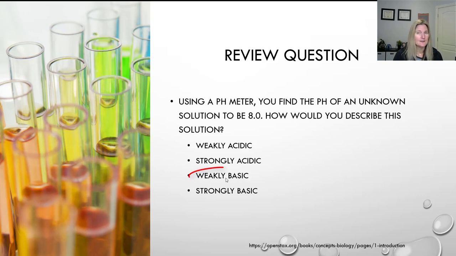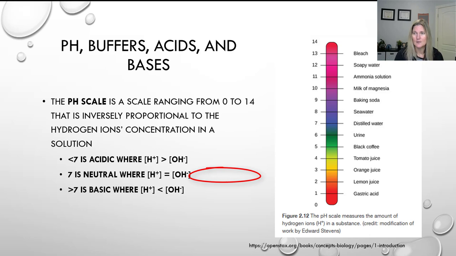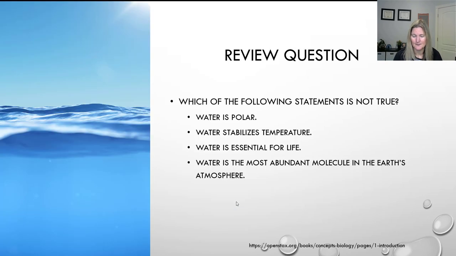So if you chose weakly basic, I would agree with you. So remember with our pH scale, we go from 0 to 14. The higher the number, the more basic. The lower the number, the more acidic. So anything above a 7 is going to be basic. In this case, 8 is just above 7, so it's considered weakly basic. Okay.